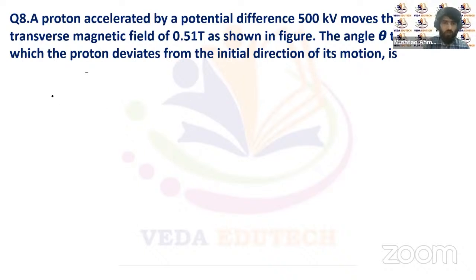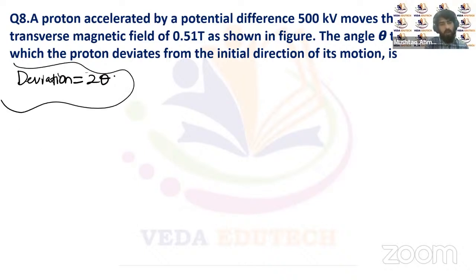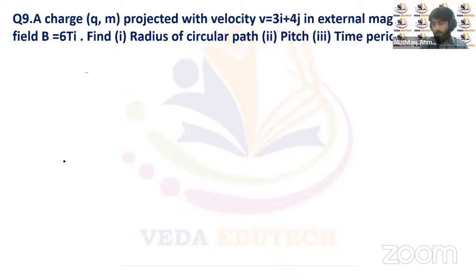The figure in this question is missing, but the deviation has to be equal to twice theta. So this will be the net deviation for any particle entering the magnetic field. Since the figure of this question is missing, we'll be discussing the same question later on. So let's move on to question number 9.